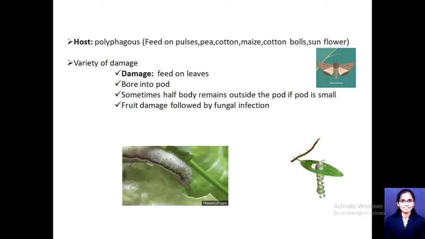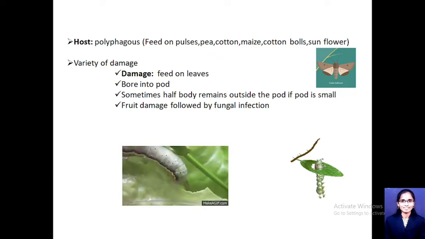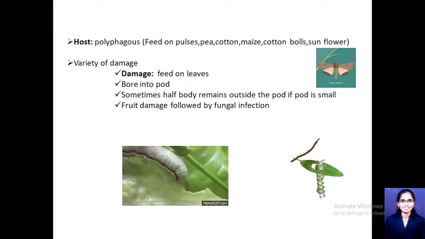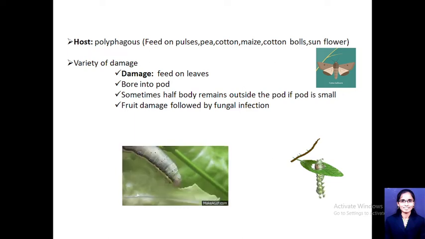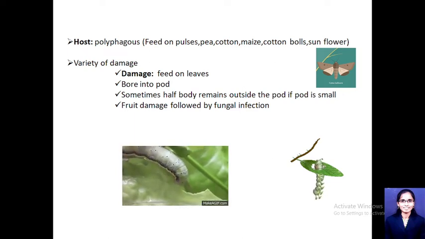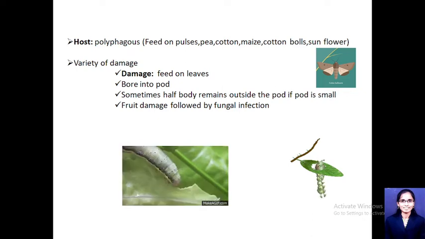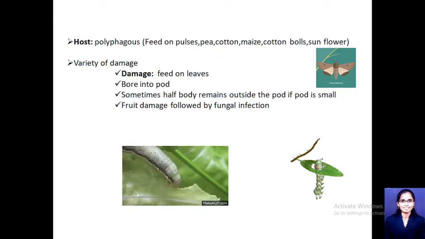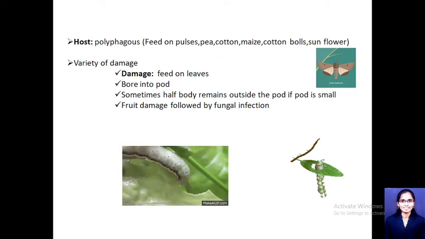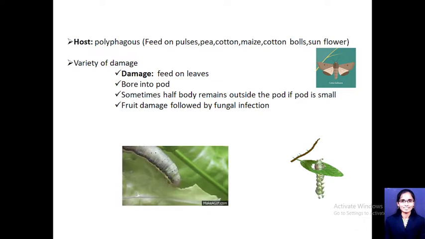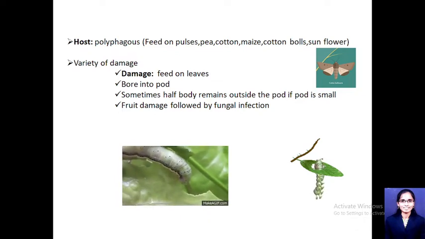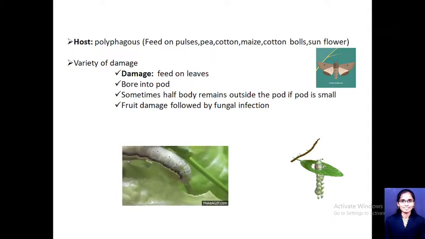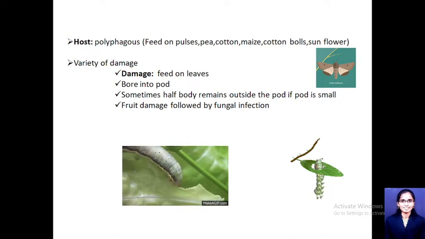Okay, so this pest is polyphagous. That is, it feeds on different types of pulses, peas, cotton, soybean, maize, such types of plants. And obviously, it causes a number of damages. Definitely, it will feed on the balls of the cotton. Again, it feeds on the leaves, and it will also cause damage to the pods. Whenever it feeds on the pods of the plant, it will break them halfway, so it will totally damage them.